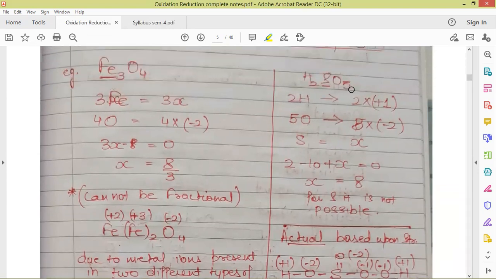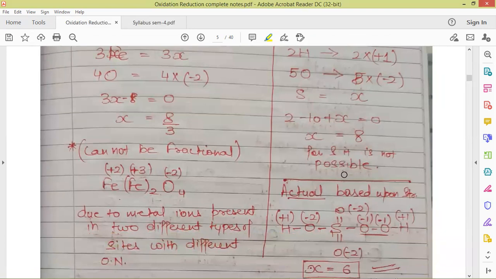Now H2SO5. Here 2 hydrogens, that means 2 into +1, 5 oxygens, 5 into -2, and X for sulfur. Then X comes out to be 8. But an oxidation number of 8 is never possible for sulfur. So let us see what the problem is.